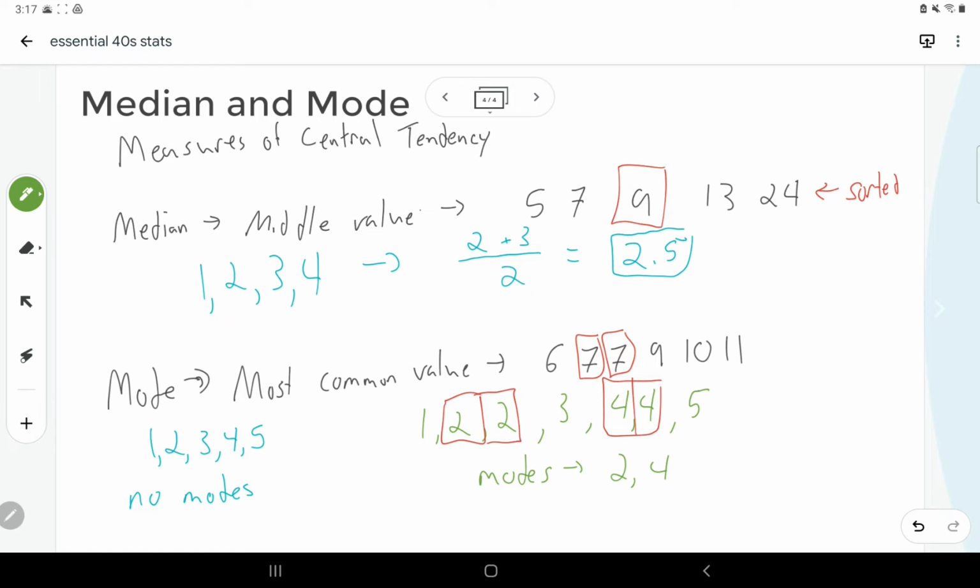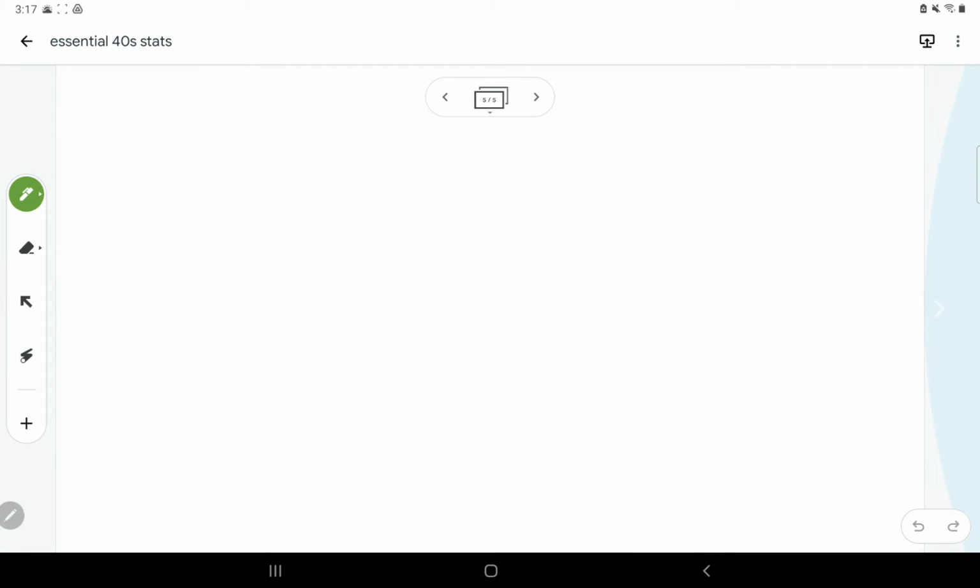So those are what median and mode are, and some of their exceptions. Let's look at an example to help us solidify our understanding here. Looking just at median and mode, let's say we're given a data set that looks a little bit like, let's go fairly large here.